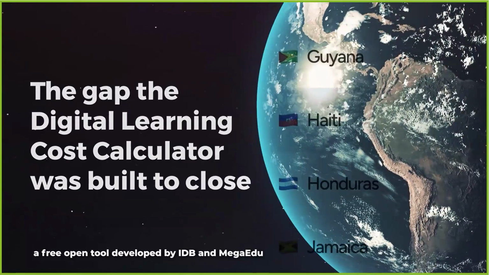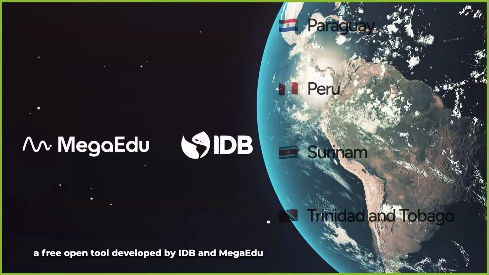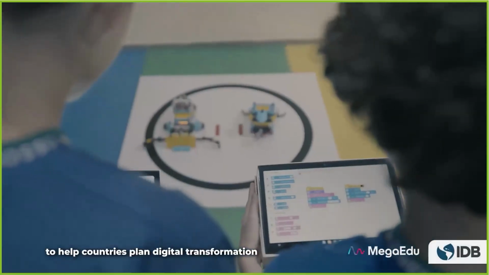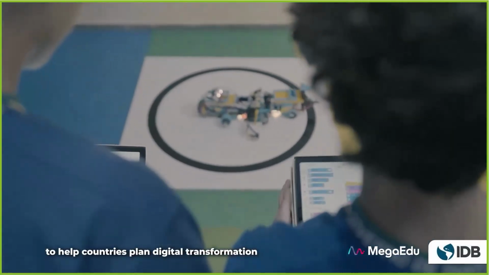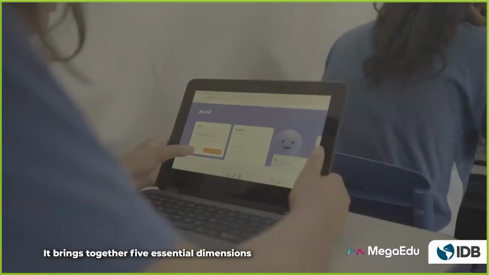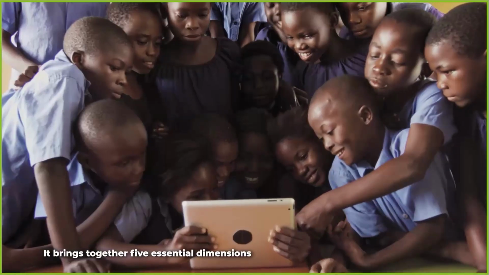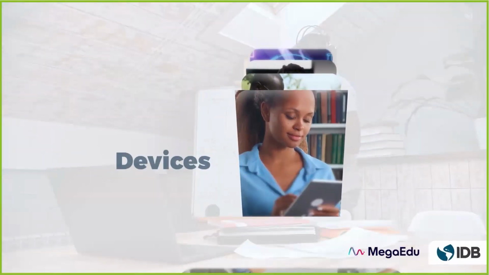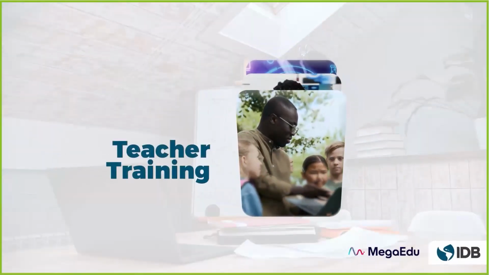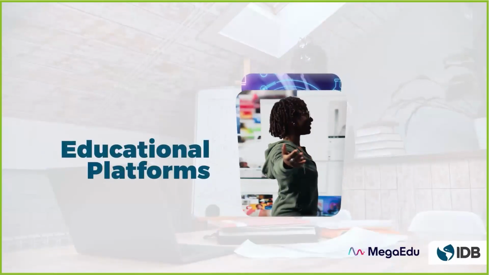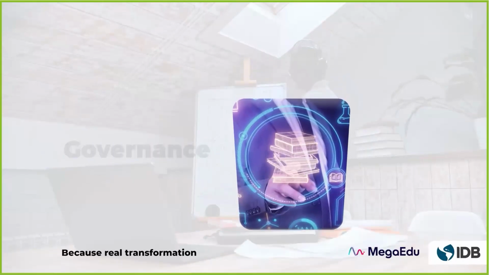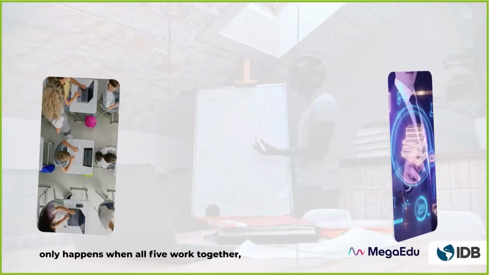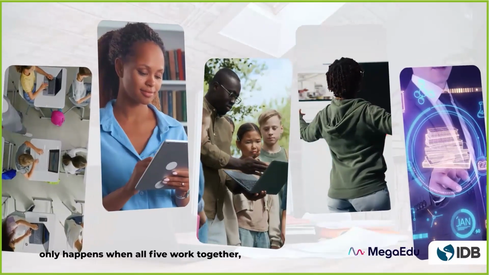A free, open tool developed by IDB and EDU to help countries plan digital transformation with clarity and evidence. It brings together 5 essential dimensions that are conditions to enable digital learning: connectivity, devices, teacher training, educational platforms, and governance. Because real transformation only happens when all 5 work together.